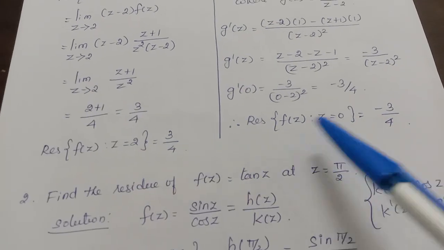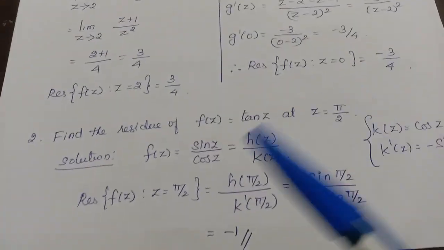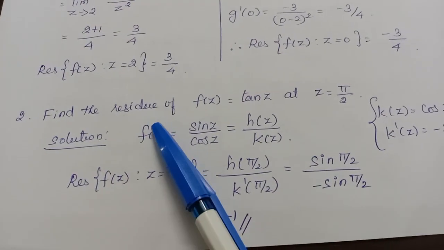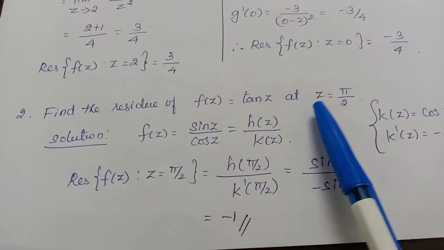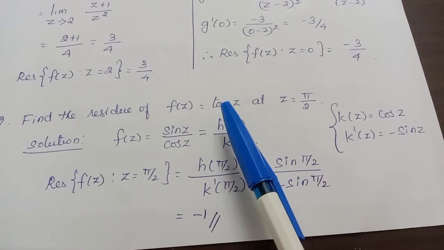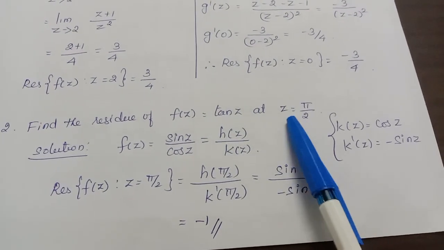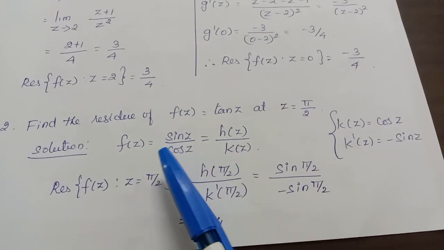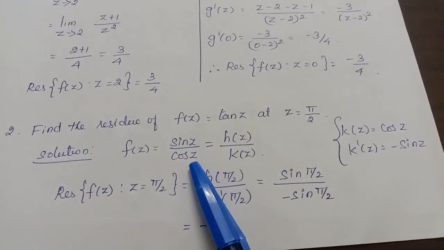Okay, so at both the poles, I have found the value of the residues. Then the next problem: find the residue of f of z equal to tan z at z equal to pi by 2. For this problem, they are not asking you to find the singular points. They are asking you to find the residue only at this point, pi by 2. Now f of z is what? Tan z can be written as sin by cos.